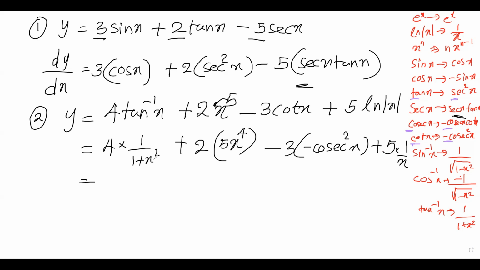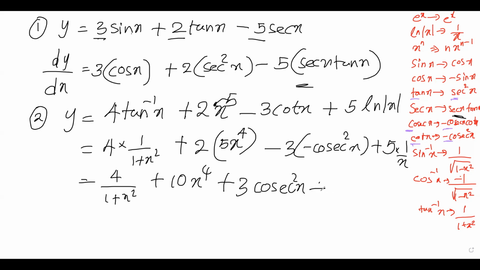Now simplify this one. 4 into this is 4 over 1 plus x squared. 2 into 5 is 10 x to the power 4. Minus into minus becomes plus, so plus 3 cosec squared x. Plus here 5 into 1 over x, 5 over x. You can simplify like this. Clear? I believe you got the point. You can simplify this easily.